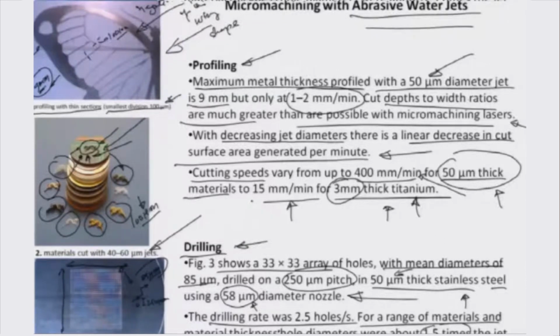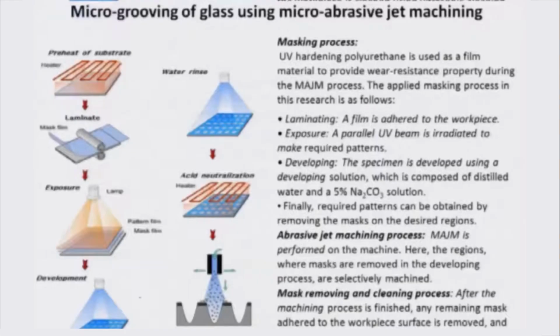Okay, the jet diameter. If the jet diameter is close to 120 micrometer, the hole size in this particular case, as you can see here, is about 85 micrometer or so. So such is the power of abrasive water jet for doing microstructuring and microprocessing.